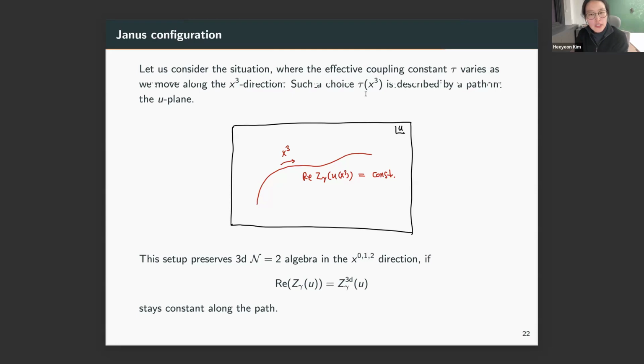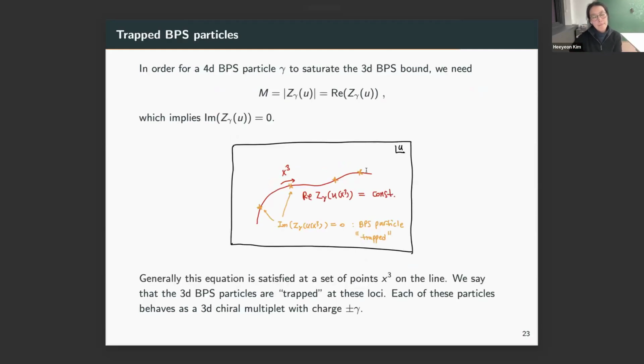In general, a generic choice of τ(x3) is going to break the supersymmetry, but you can preserve a 3D N=2 subalgebra in the remaining directions if it satisfies the following condition. The central charge of the effective theory defined on the 3 direction is given by the real part of this 4D central charge. And if this quantity stays constant along this path, you can preserve the 3D N=2 algebra along this path.